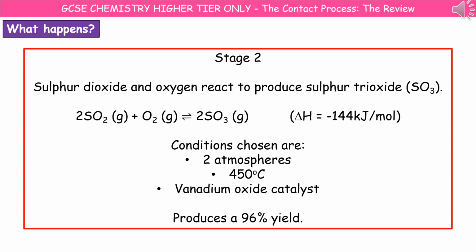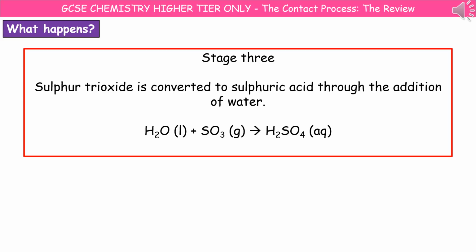So the conditions we carry out stage 2 at are 2 atmospheres of pressure, 450 degrees Celsius, and a catalyst of vanadium oxide. Now when we use those conditions, this actually gives us a really high yield of about 96%. The third and final stage of our contact process then is where we take that sulfur trioxide and we convert it to sulfuric acid by adding water.